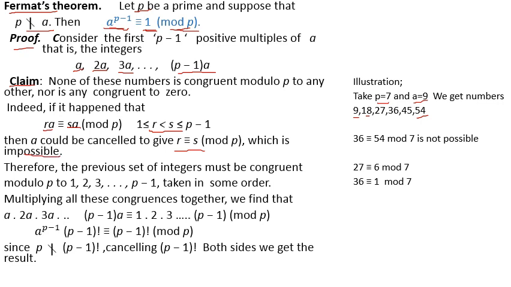See the example here. Take two numbers 36 and 54 among the products. Here the difference is 18. It cannot be divided by 7. So this is not possible. Likewise, any two multiples, they are incongruent. Any two multiples here are not congruent.